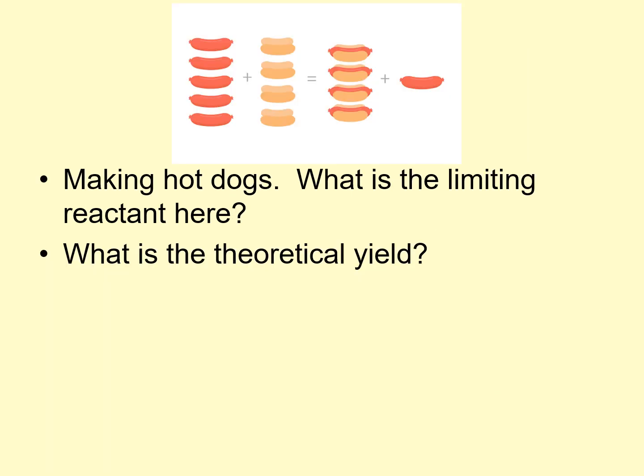Okay. Whoa, look at this. This looks like hot dogs, right? So the product is a hot dog. What is the limiting reactant here? We have 5 dogs and 4 buns. The limiting reactant is the number of buns because all of the buns will get used up and there'll be 1 hot dog left over. So the limiting reactant is buns. Theoretical yield is 4 hot dogs.